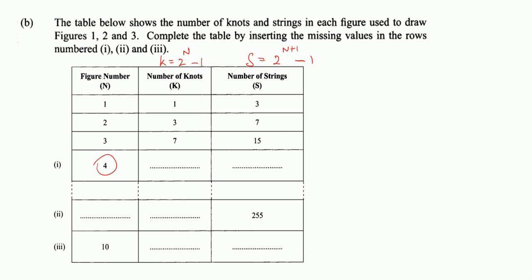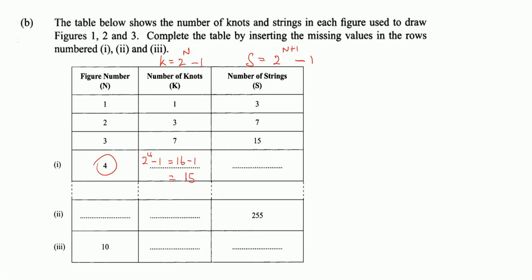So we're just gonna plug it into the equation here. So it'll be 2 to the power 4 minus 1. 2 to the power 4 minus 1 is really 16 minus 1. So therefore, this is really 15. Right? So the first answer here is 15 for the number of knots.